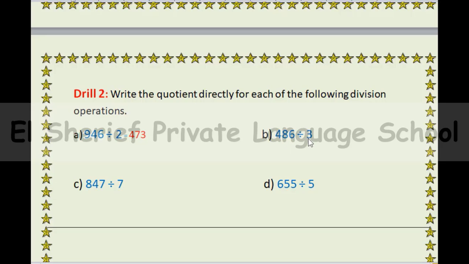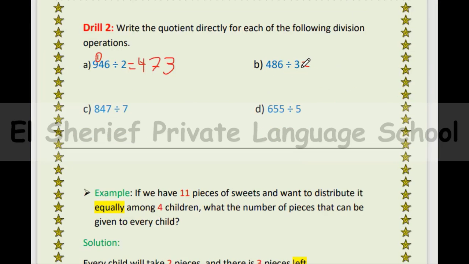486 divided 3. 4 divided 3 can't be. So back by 1 step, so 4 become 3. So 3 divided 3 equal 1. Okay, and here we have remainder 1. So this number is 18. 18 divided 3, as we know, the result will be 6. 6 times 3 equals 18, and 6 divided 3 equal 2.